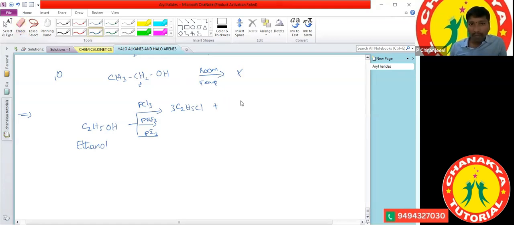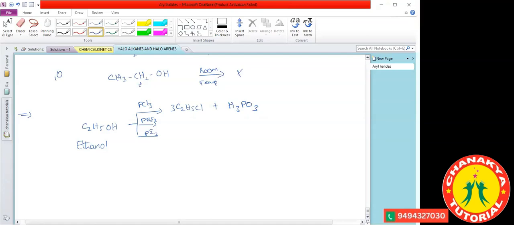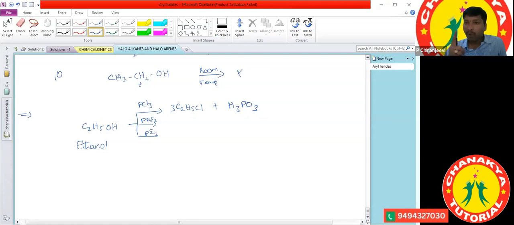What is the byproduct you are getting here? H3PO3 is going to be formed, so this is the byproduct. How did you get 3 moles of ethyl chloride? In PCl3, PBr3, PI3, how many chlorine atoms are there? 3 are there. So one chlorine atom replaces one alcoholic group. Like that, how many alcohol groups are required? 3 alcoholic groups. So that's why I had taken 3 moles of ethanol.